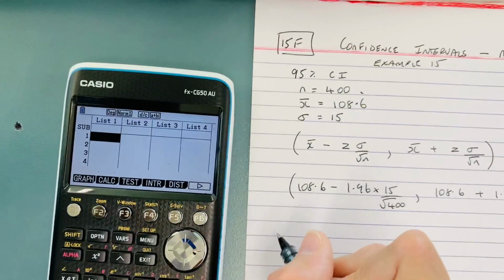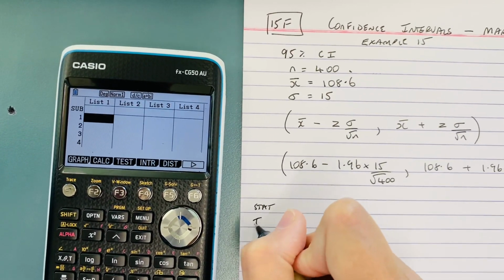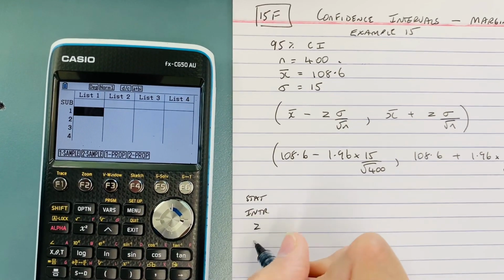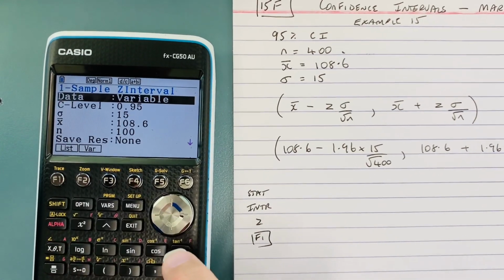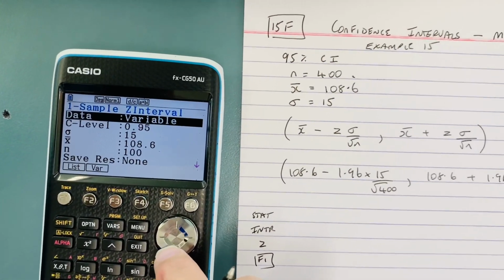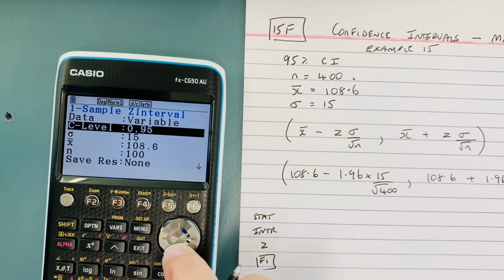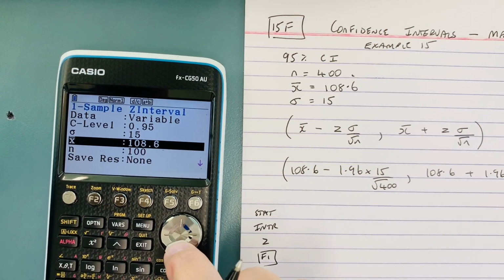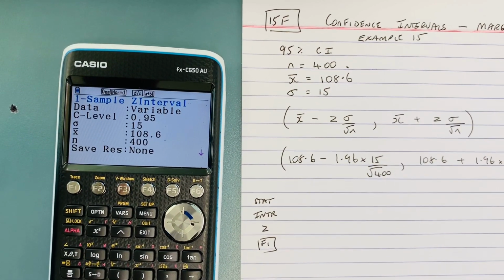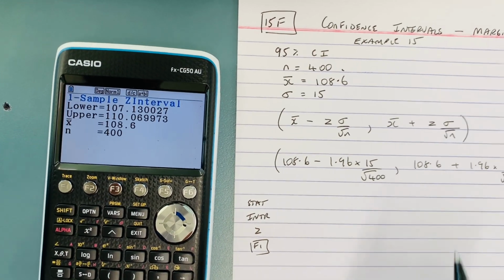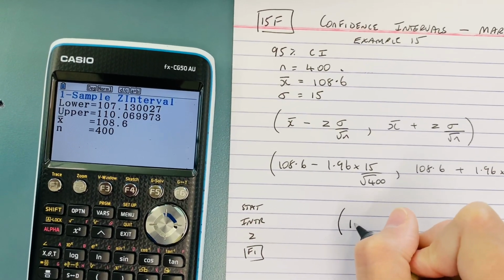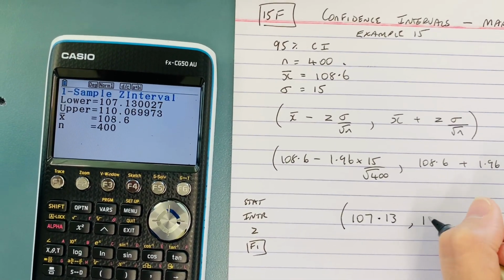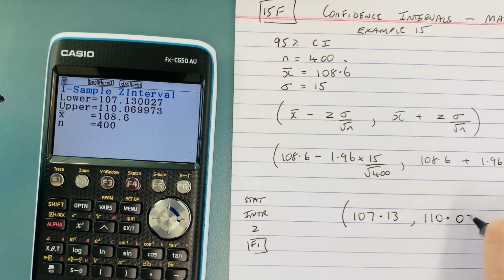Remember, on our calculator, we go in our stat mode, we're going Intra, we're going Z, we're going F1, which is the one sample. Now this is set up from where I was doing example 14. So 95% confidence interval, standard deviation 15, sample mean 108.6, sample size 400, and we get our confidence interval as 107.13 and 110.07.